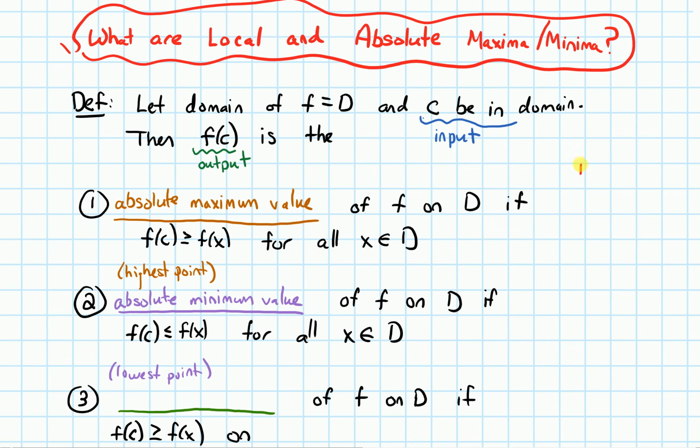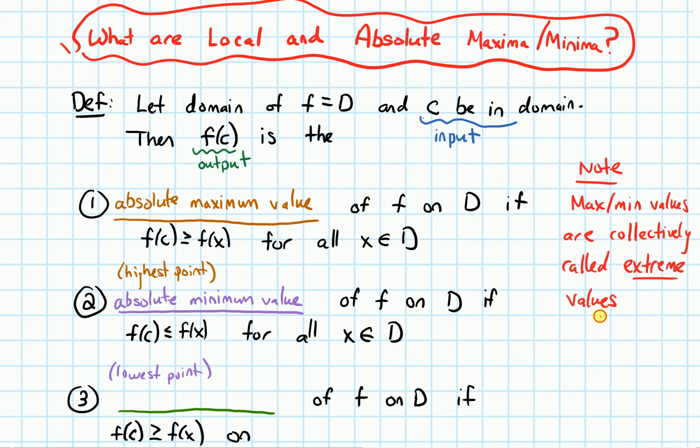All right, so one quick thing I want to note before I get into the definitions of local max and local min is that max and min values are collectively called extreme values. So if we have a question that asked us to find the absolute extreme values for a function, it wants us to find the absolute max values and the absolute min ones. So extreme values means both, maxes and mins.